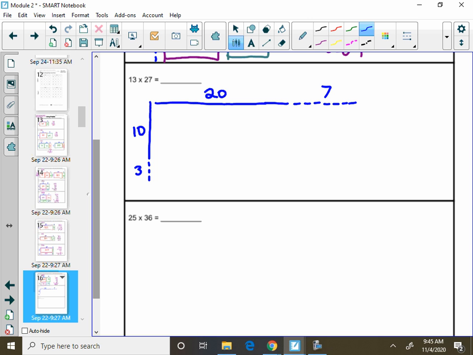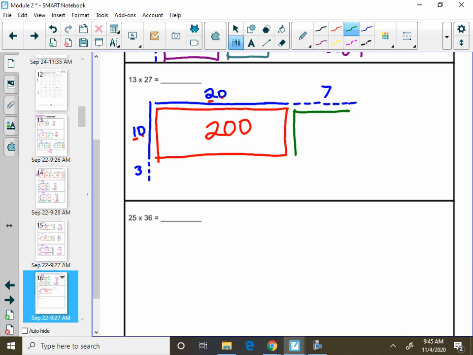All right, I've got 2 numbers across the top and 2 numbers on the side, which means there's going to be 4 sections altogether. 10 times 20. Some people just know 10 times 20, but you also could think this. 1 times 2 is 2. 2 zeros in the problem, 2 zeros in the answer. 10 times 7 is 70.